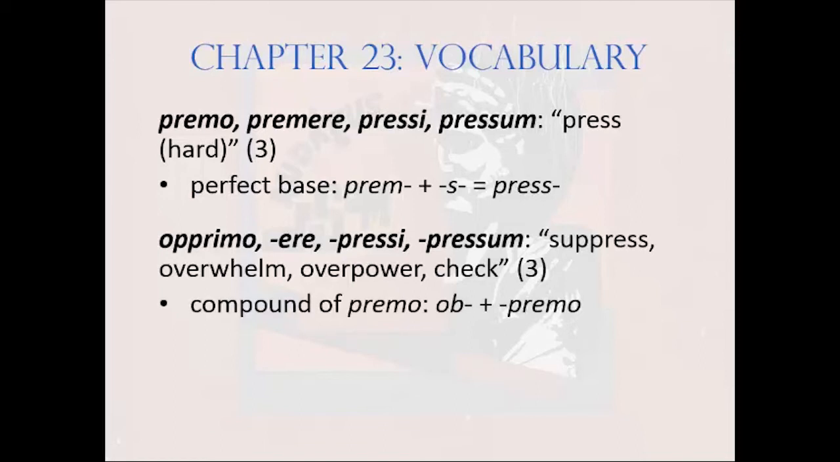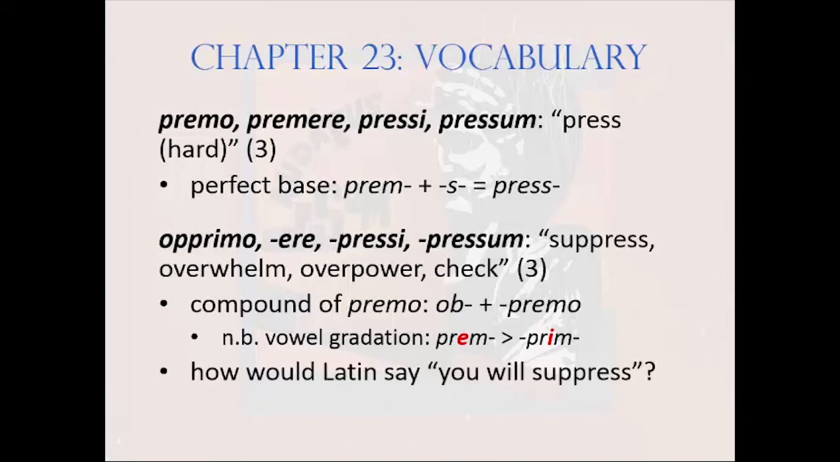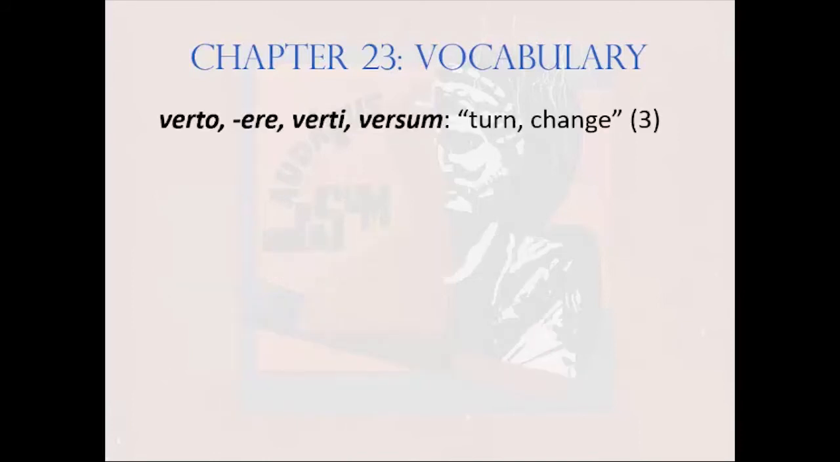The ob prefix in opprimo has a somewhat different sense from the way it's used in ostendo. Here it means "up against," that is, press up against. And note the vowel gradation in which the slightly more colorful premo becomes the totally lackluster opprimo. How would Latin say "you will suppress"? What conjugation is this verb? That's right, third. And how does third conjugation form its future? Good. With E. So the answer is opprimes.